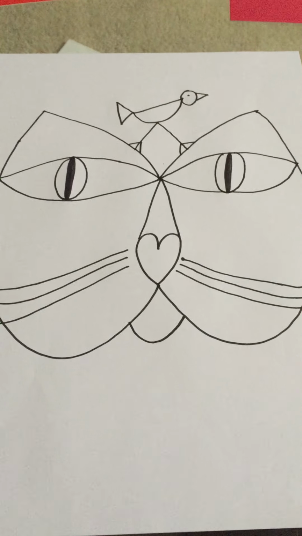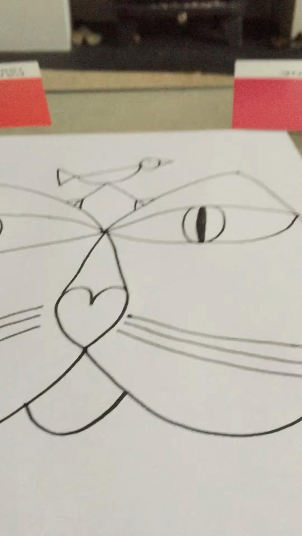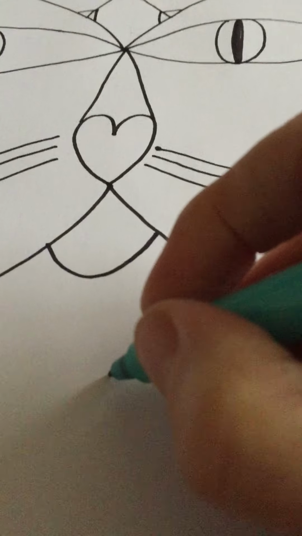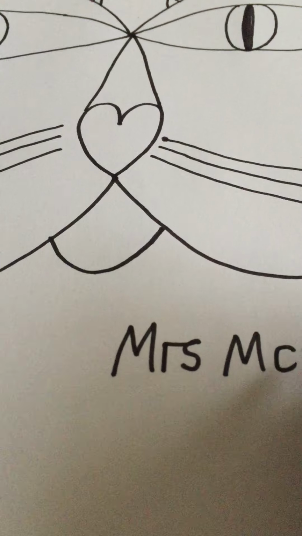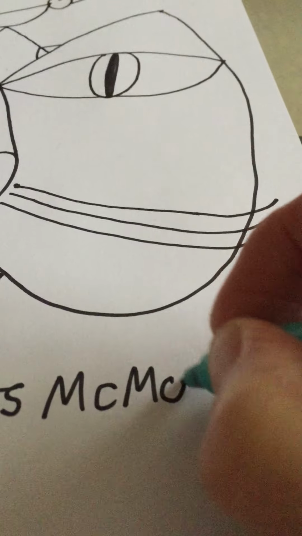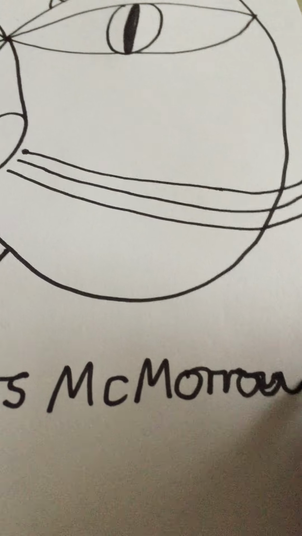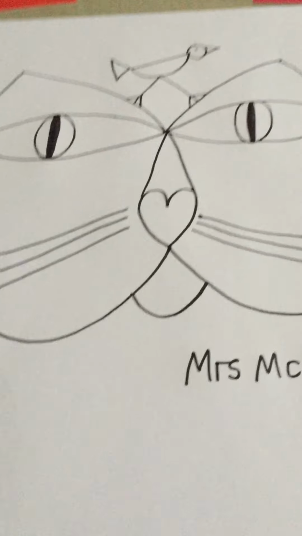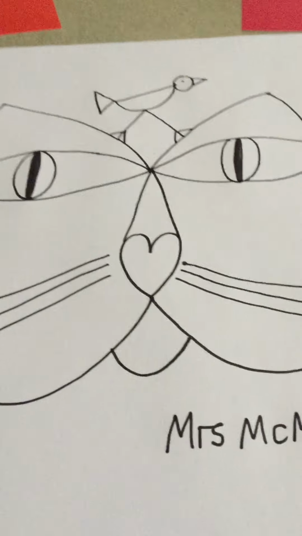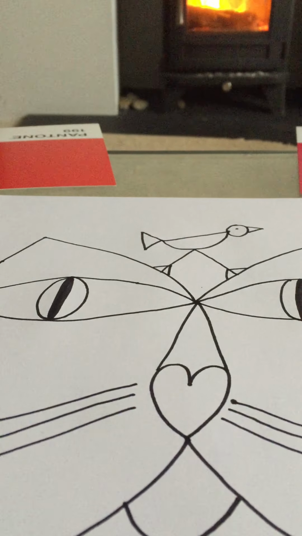Okay, this is your version, so you need to write your name at the bottom. So it's not Paul Klee, this is mine, so I'm just going to write Mrs. McMorrow. Whoops, sorry, I can't see properly. There we go. Now, I'm going to colour in my cat and bird, and I'm using those lovely colours that I showed you earlier. So I'm going to quickly do some colouring to show you.